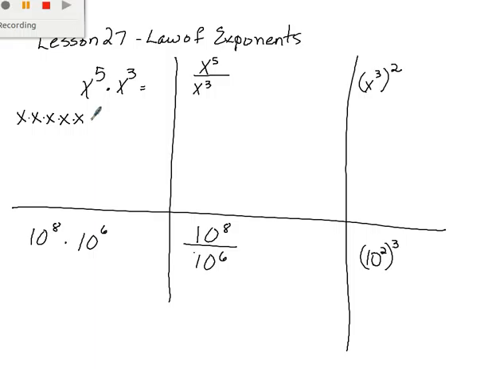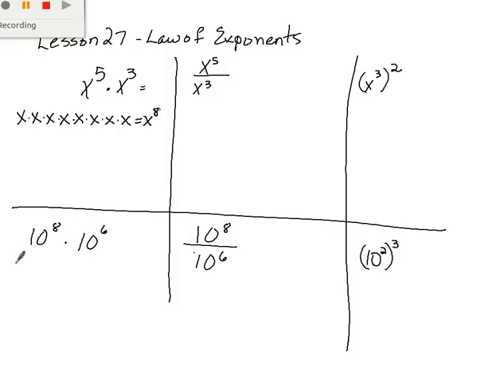times x to the third, which would be times 3 more x's. And if we count up our answer, we get x to the eighth. So really, when you are multiplying exponents, you are simply adding the number of exponents to get your final answer.